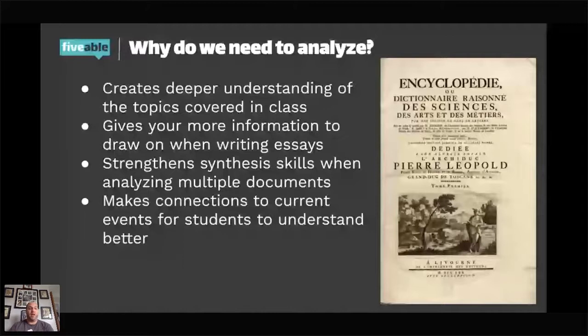We can make connections all the way from 1517 with Martin Luther to the election of Donald Trump in 2016. It's very possible to do that, but we have to understand why those are connected, and we do that through our analysis of primary documents up until the current day to understand that there's this ripple effect of events and that everything is connected. And so mostly this is going to make you a better historian.